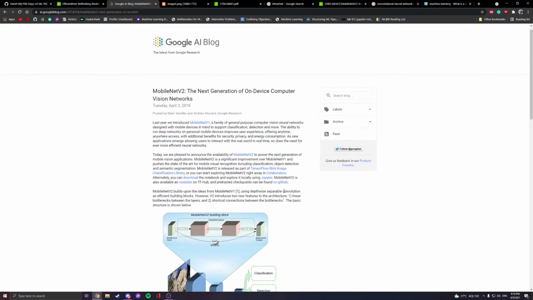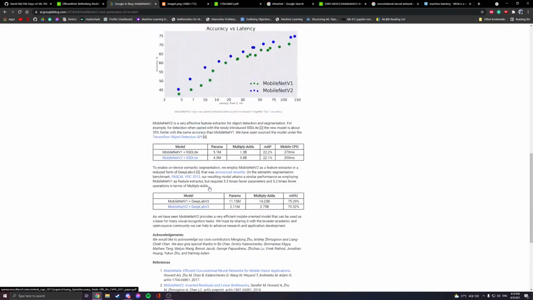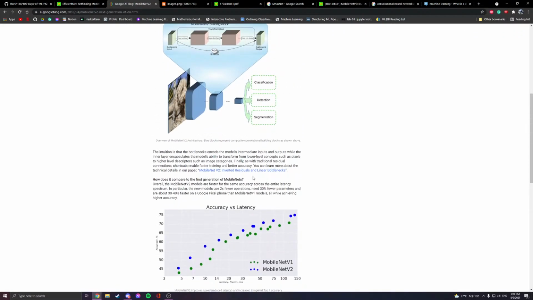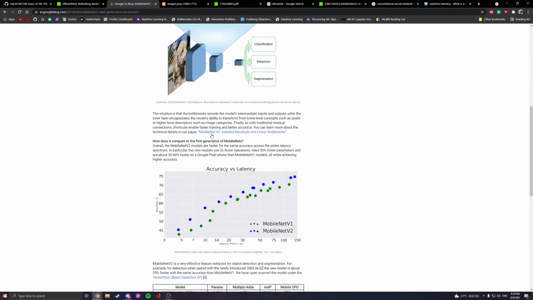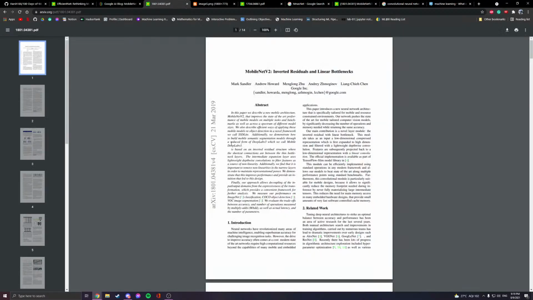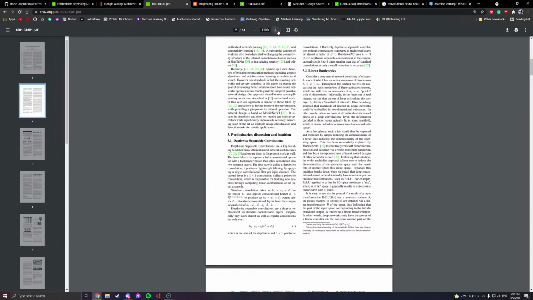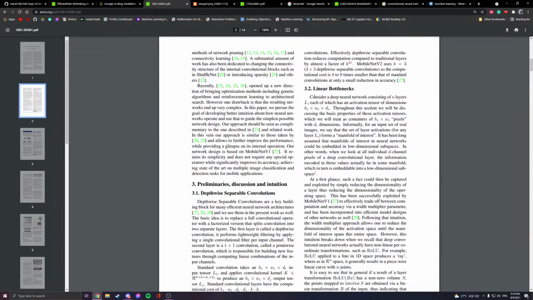Okay, it's talking about the linear bottlenecks between the layers and the shortcut connections between the bottlenecks, but I don't see where. There's no in-depth description, so I might as well just check out the paper. There we go. This whole section about linear bottlenecks.